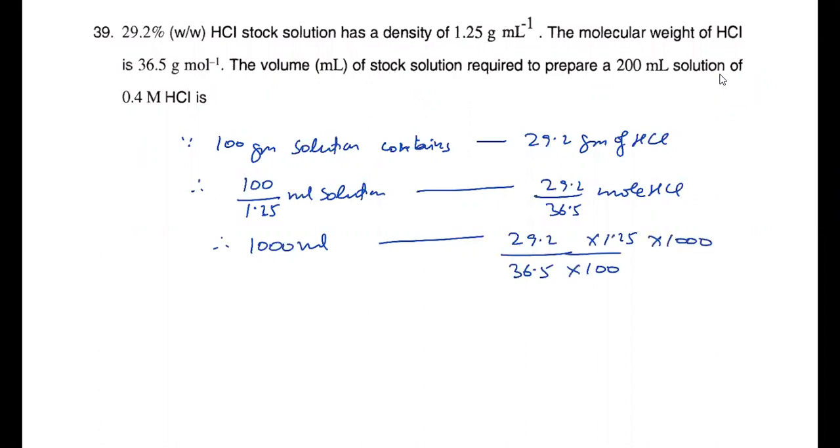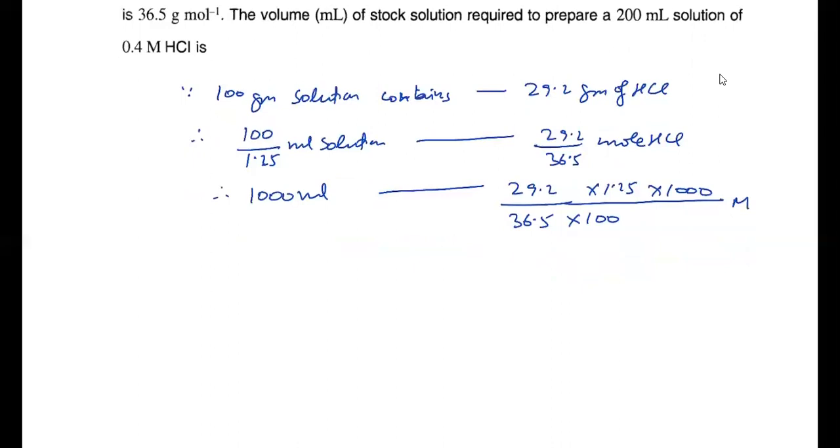This is actually molarity. Or many of you are aware of the formula also: percentage by weight into density into 10 by molecular mass, you could also solve by that. From here the molarity comes out directly. 29.2 into 12.5 by 36.5. This is molarity.